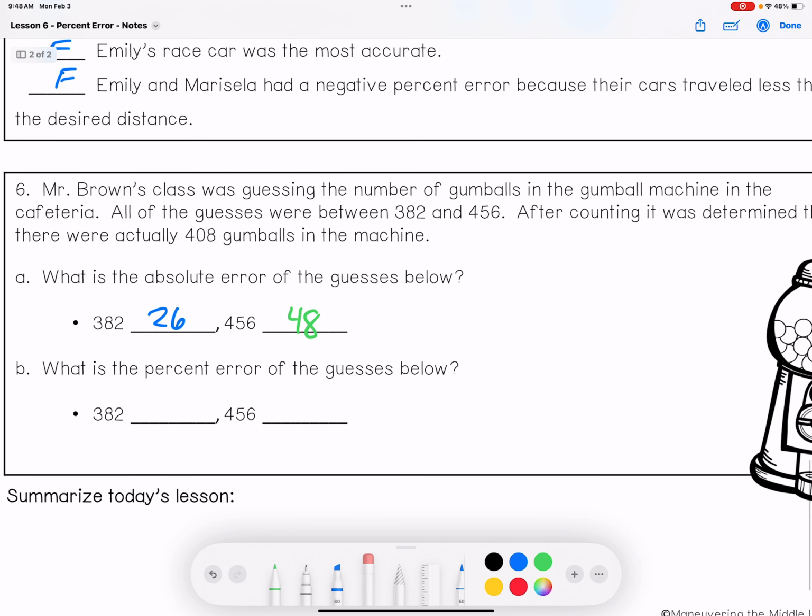All right, what is the percent of error of the guesses below? How much were they off? I'm going to pause and give you just a second. Pausing now. Welcome back. So what is the percent error of the guesses below? We've already given you the change, or the error, the number. So all you had to do was this part and fill in those numbers. And I didn't tell you which one was which.